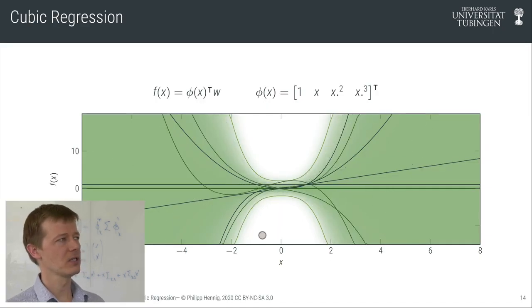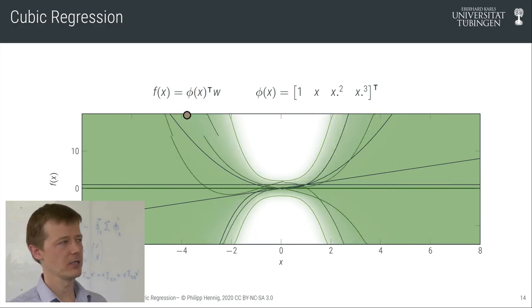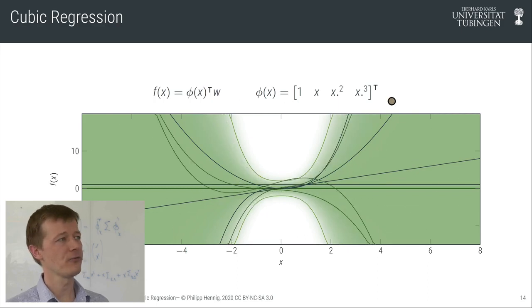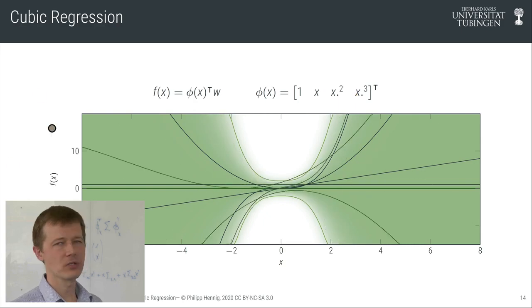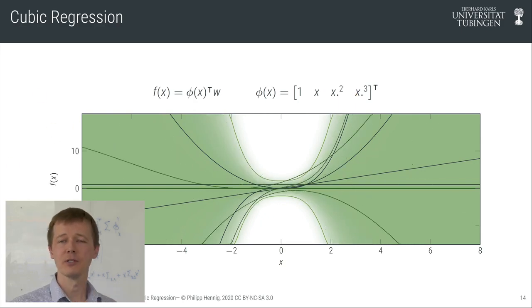Instead of just using a constant and a linear function, I'm going to use also a quadratic and a cubic feature. So that means I'm assuming that the function we're looking for is a cubic polynomial in x, and linear in w. So there are now 4 unknown numbers: the weight for the constant term, the weight for the linear term, the weight for the quadratic term, and the cubic term. So I can't show you a picture of the weight space anymore because it's now 4-dimensional.